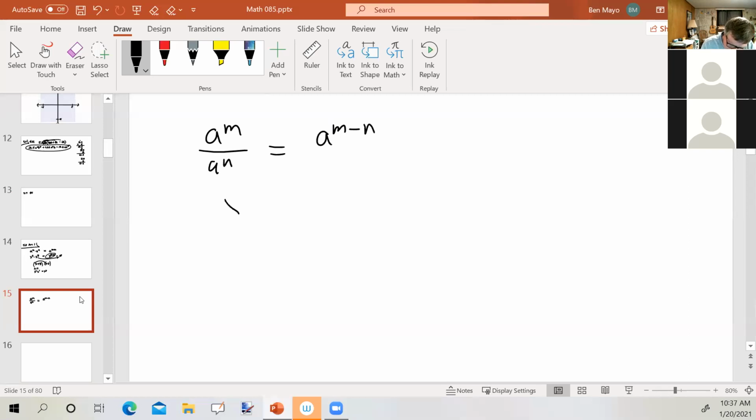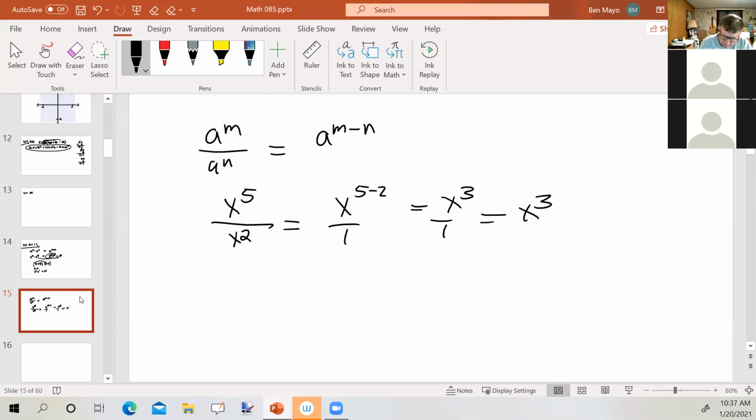So let's say I had x to the 5th power over x squared. That would be x to the 5 minus 2 power, or x cubed. And this is all in the numerator, okay? This part here. We don't need to write it over 1, but just to imply it is in the numerator, not the denominator, all right?